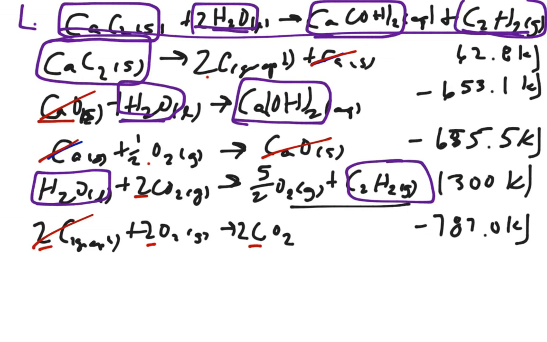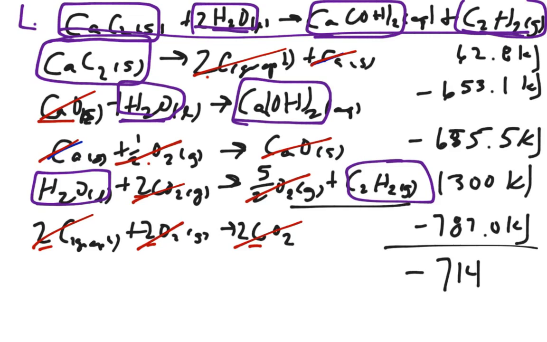Now let's make sure that everything cancels out. I have 2 graphites. I have 2 graphites up there. I have 2 oxygens and then another half, so that's 5 half oxygens right there, and 2 CO2s, 2 CO2s. So everything canceled out except for the things I needed to stay. So this by state function, if I add all of these things together, will give me the energy that my original formula needed. I add all of that together and I get negative 714 kilojoules, and that would be my answer.